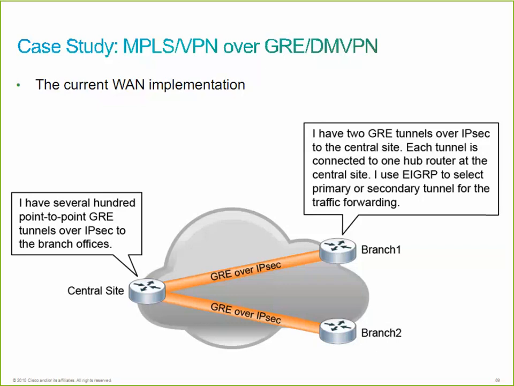Okay, so let's assume that we have two tunnels. Only one is drawn on the diagram, but we have two tunnels from each branch office to the central site. One tunnel is my primary tunnel. The second tunnel is my secondary tunnel. How would I ensure that one tunnel is used over the other? I use a routing protocol, right? So maybe I'm implementing EIGRP in this case, and I use my EIGRP to select which tunnel is going to be my primary and which tunnel is going to be my secondary.